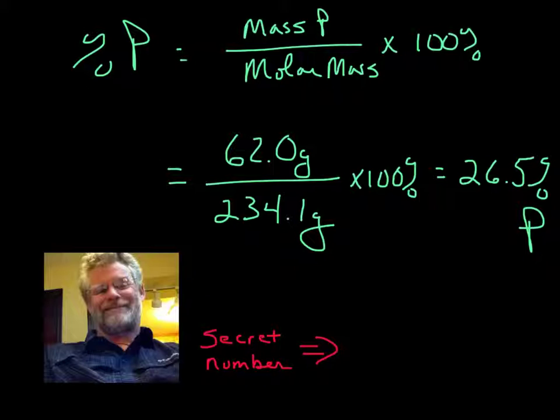Then, to find the percent of phosphorus, I'm going to take the mass of phosphorus divided by the molar mass of the compound. The mass of the part divided by the mass of the whole, just like we said, times 100%. So I take 62.0 grams, that was the mass of phosphorus from our molar mass, and divide it by 234.1 grams. Multiply times 100%, and what I get here is 26.5% phosphorus.